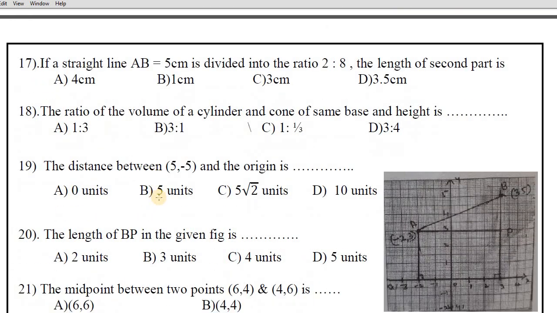Next, let us see question number 17, children. If a straight line AB equals 5 centimeter is divided in the ratio 2:8, the length of the second part is. See, actually here you want to use your common sense, children. First, what will you do? You will draw a line segment AB equals 5 centimeter. Now, in what ratio do you want to divide it? That is 2:8. If you draw for 2:8 only, it takes much time.